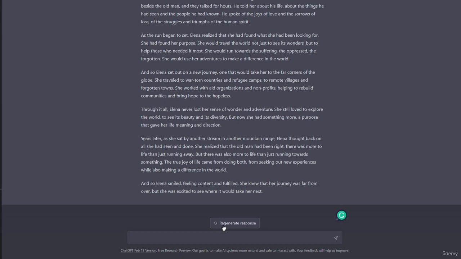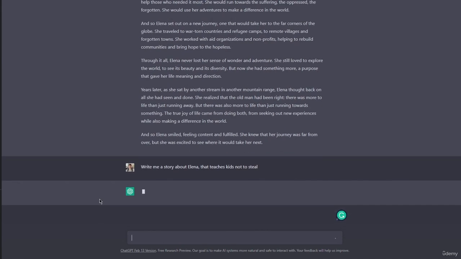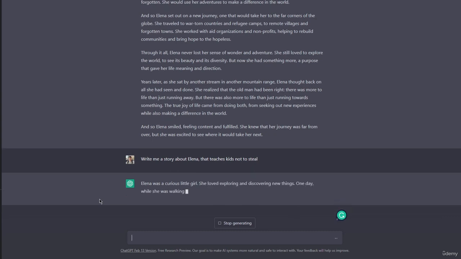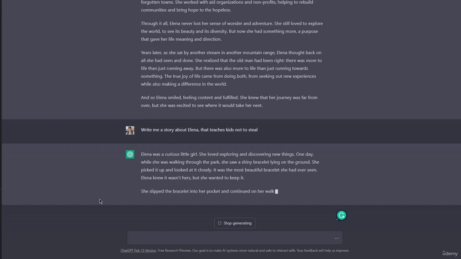Now I will stop generating, or I mean it stopped itself. Now let me show you an example of a closed prompt. So I will say the same thing. Write me a story about Elena that teaches kids not to steal. So now this could be considered a closed prompt, because I don't allow ChatGPT to take whatever path it wants. I gave him this instruction.